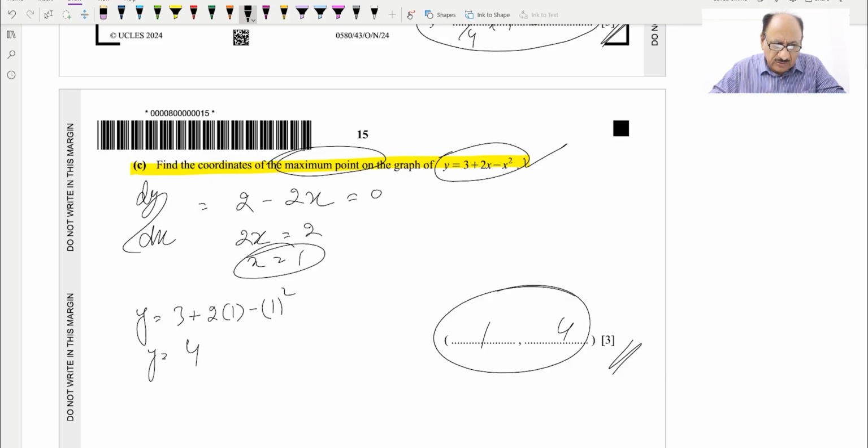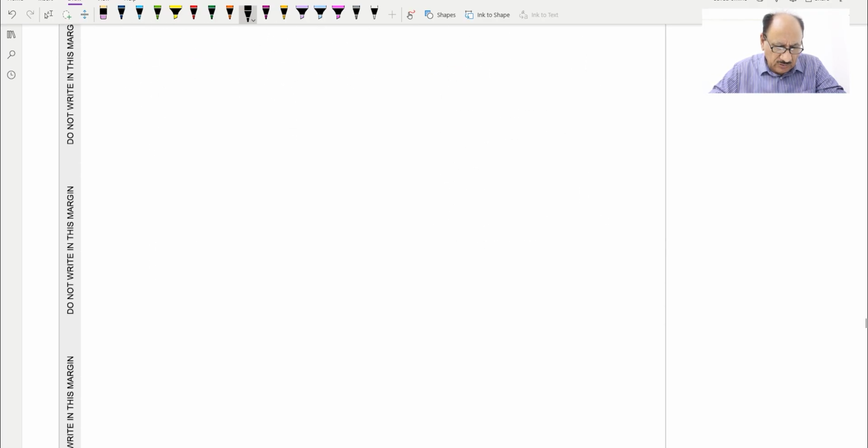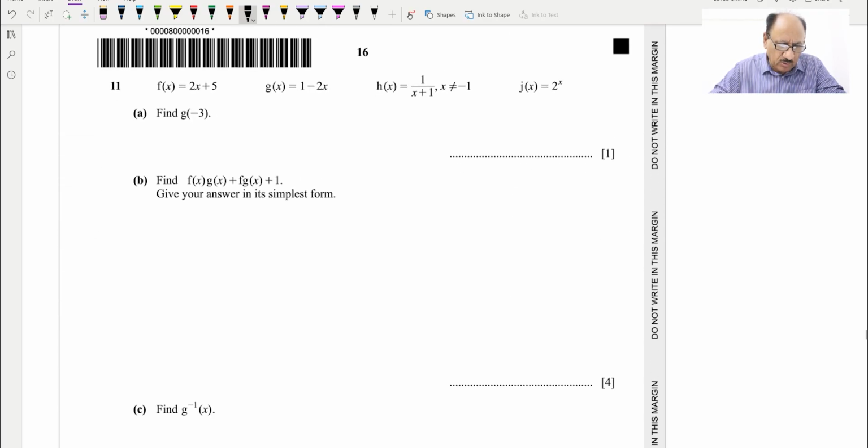It's a very easy, straightforward question. Now question number 11, and question number 11 is a functions question. f of x is given, g of x is given, h of x is given, with the condition that x should not be equal to minus 1. Find g of minus 3.